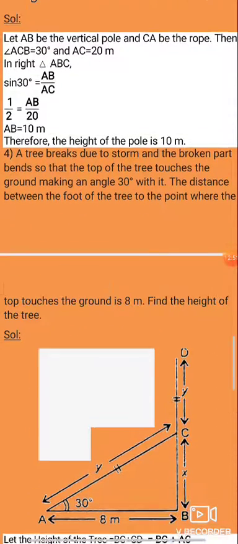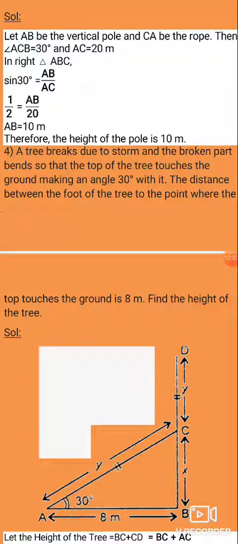A tree breaks due to storm and the broken part bends so that the top of the tree touches the ground, making an angle of 30 degrees with it. The distance between the foot of the tree to the point where the top touches the ground is 8 meter.